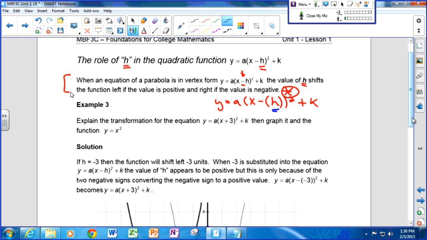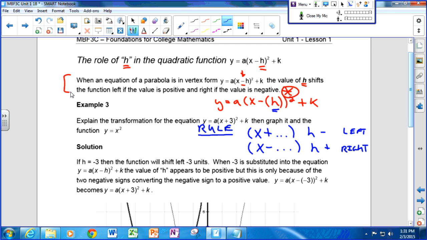Okay, and here's the rule. You can write this down somewhere. I'm going to put it right here because I don't want to move off the page. If you see the parenthesis here, it says x plus, and then there's some number there. Okay, what it means is that h is negative and the parabola shifts left. Okay, and if you say x minus some number, that means that h is positive and the parabola shifts right. Okay, that's the rule.